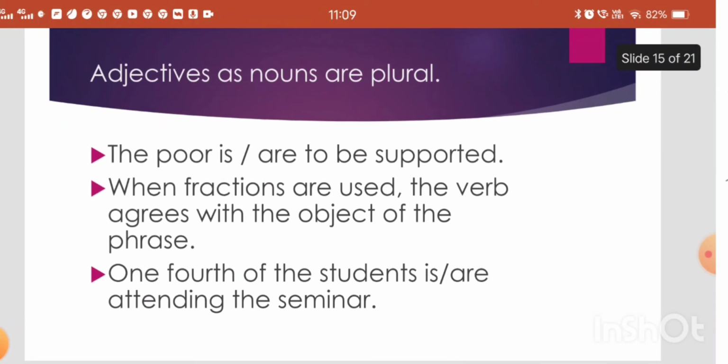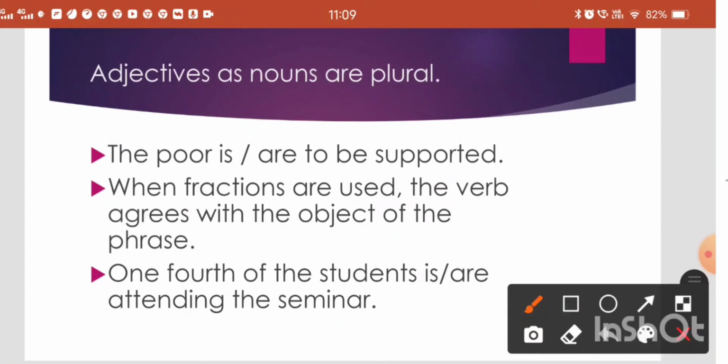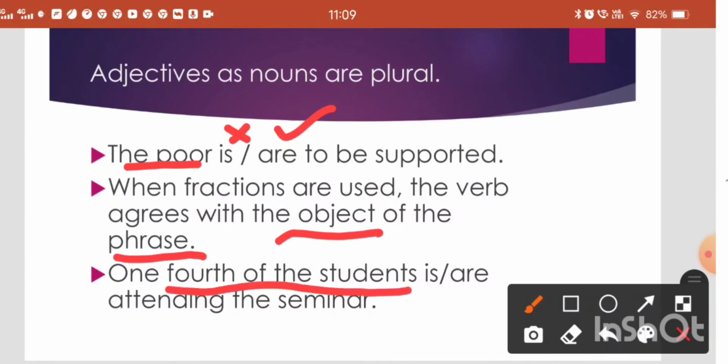Some adjectives are used as nouns and they are always plural. For example, the poor. Here we are talking about the poor people, so the verb will be are, not is. Next important point: when fractions are used, the verb agrees with the object of the phrase. Now see, 1/4 of the students: this is the phrase, and students is the object. So the verb will be decided according to students, plural verb, are, not is.